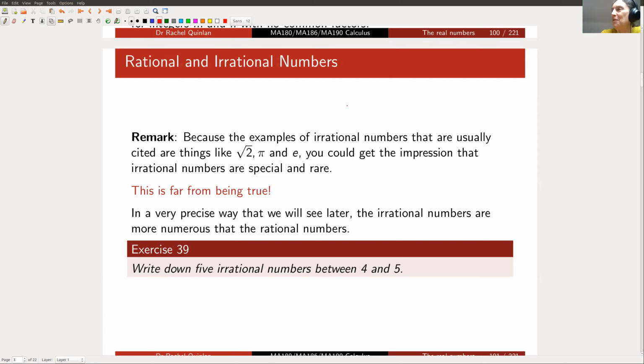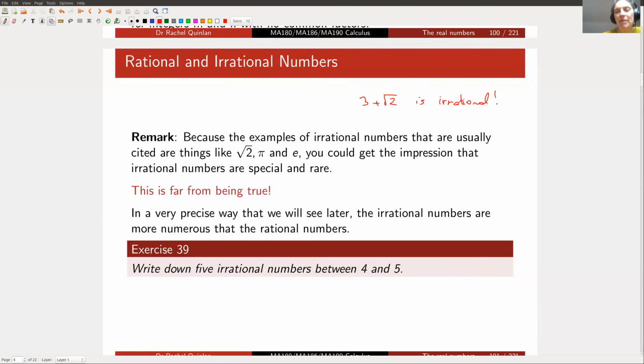Because the same few examples are always cited, you could get the impression that irrational numbers are special and rare, that it's only these things. But that's completely untrue. Another way to think about this is, if the square root of 2 is irrational, then something like 3 plus the square root of 2 is irrational too. But nobody's going to think of that as their first example of an irrational number.